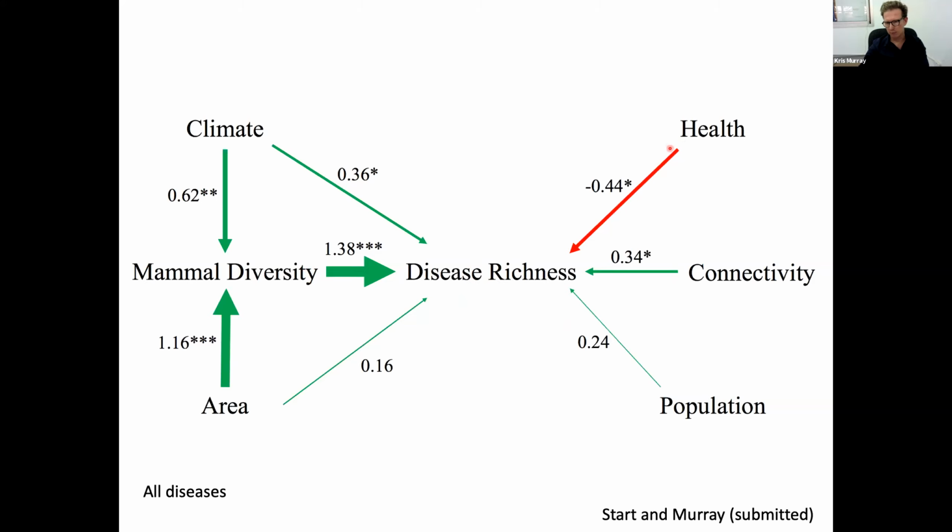So taking the red arrow to start with, we have an association of increased health expenditure with decreased disease richness, or conversely, more diseases where there's less health spending. On the environmental side, we have some other interesting patterns. Mammalian biodiversity is the number one predictor of disease richness at this global scale. But we also have direct effects of climate going into this picture, and biogeographic effects of area. And then on the non-environmental side, increases in population size and in the human connectivity network are also associated with an increase in disease richness.